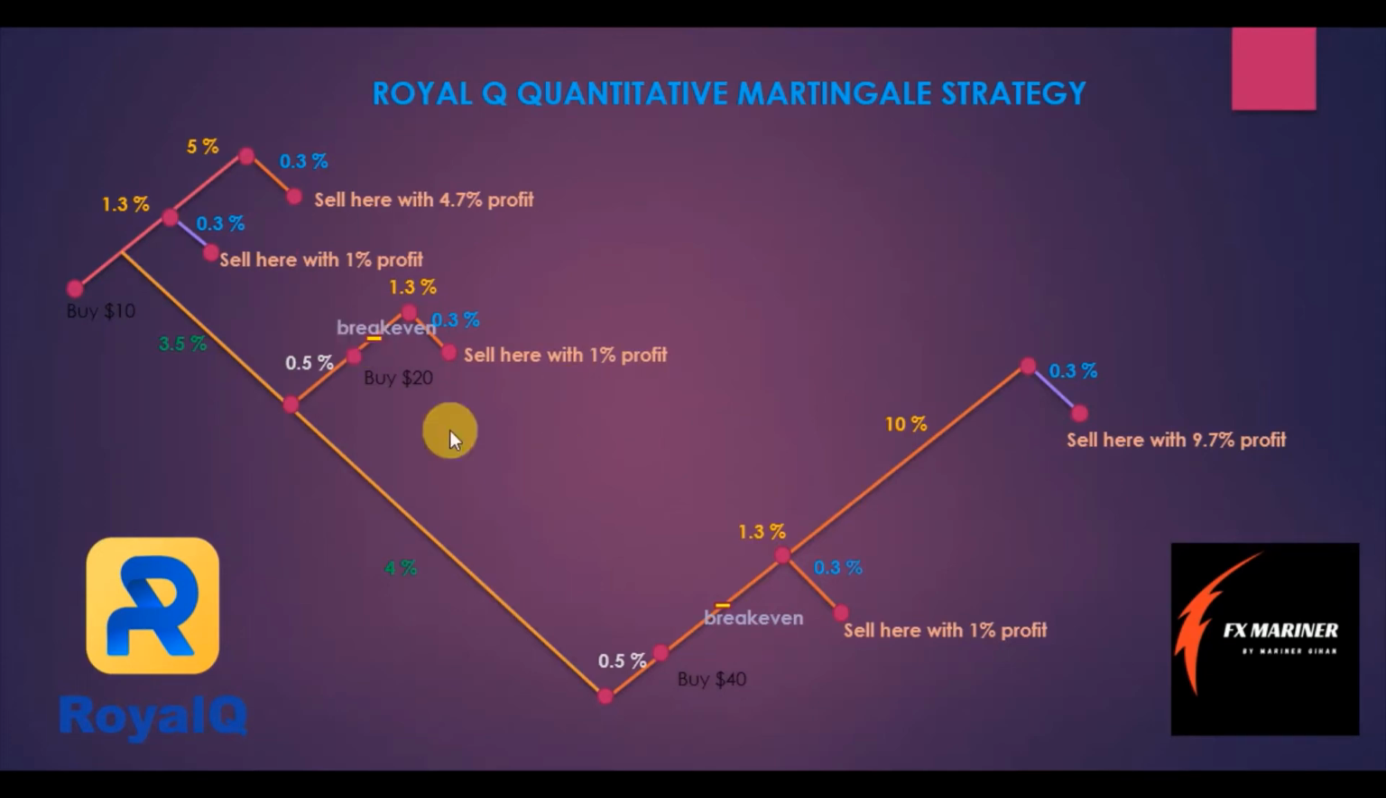From there, the bot will again start counting 1.3% in order to close all the trades. All the trades means that it's going to close this one and this one together. So in that case also, it's looking for any further move up. If it doesn't move, when the market turns down, it will close here with a 1% profit.